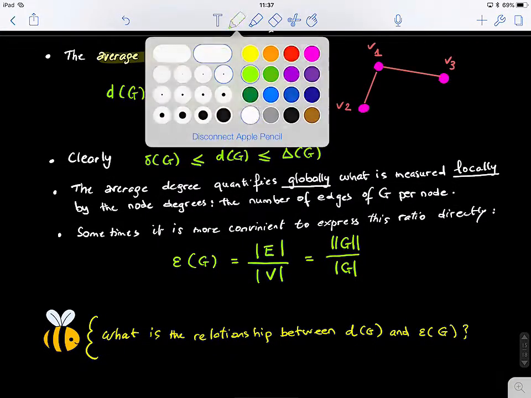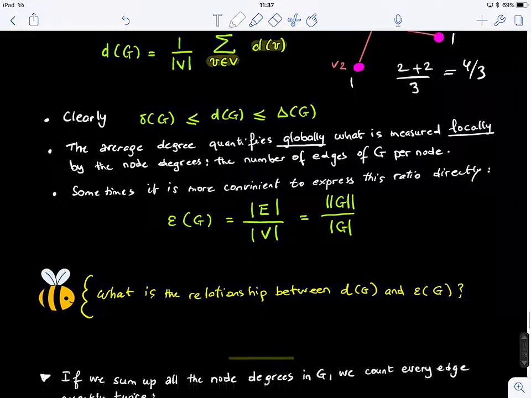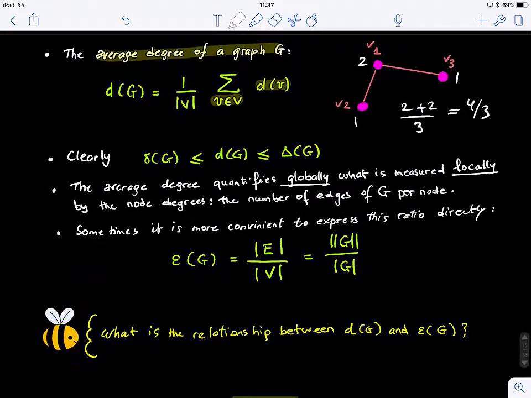So let's compute the average degree of this graph very quickly. Here we have 2, 1, 1. So 2 plus 2, divided by how many nodes? 3, so 4/3, okay? Now, there is another property here. So what you guys know is this is the minimum degree. This is the maximum degree, and the degree of any node falls between these two extremes. So the average degree quantifies globally what is measured locally by the node degrees.